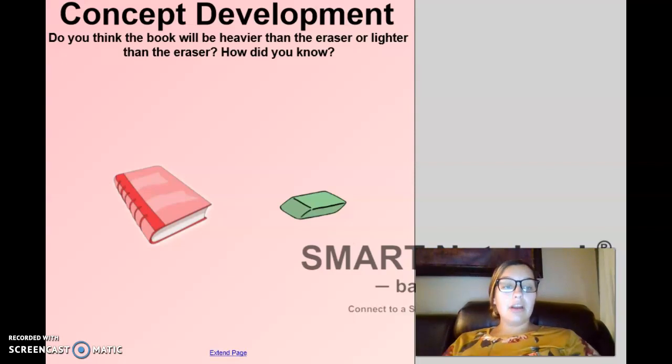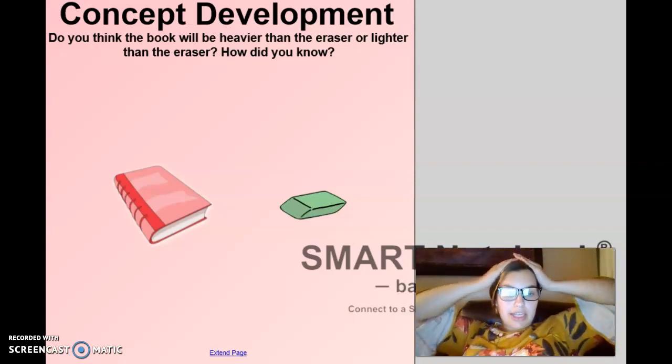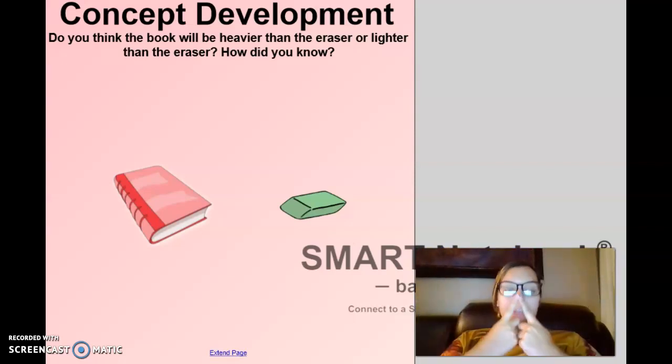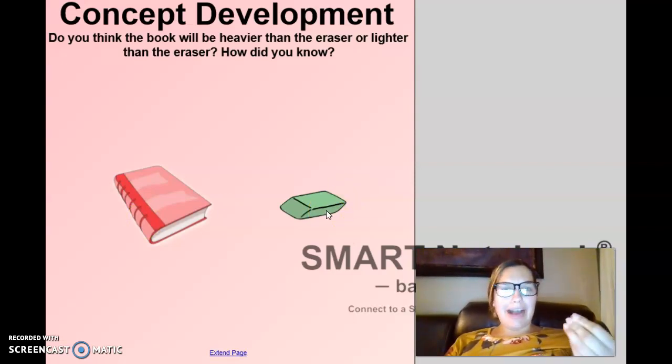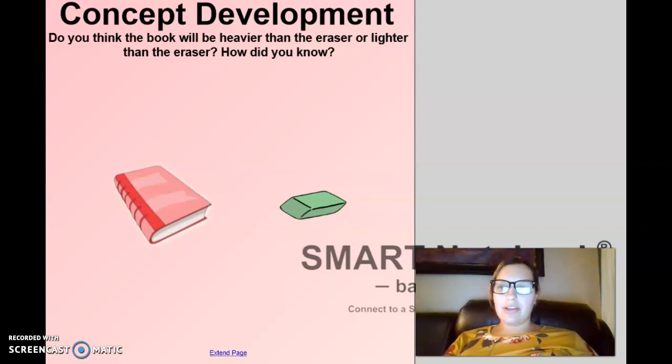If you think it's heavier, the book is heavier, put your hand on your head. If you think it's lighter, put your hand on your nose. The book is heavier than the eraser. We can't even judge the size of it, but if you think about how light an eraser is, if you hold that in your hand, you're going to feel really quickly that the eraser is lighter than your book.